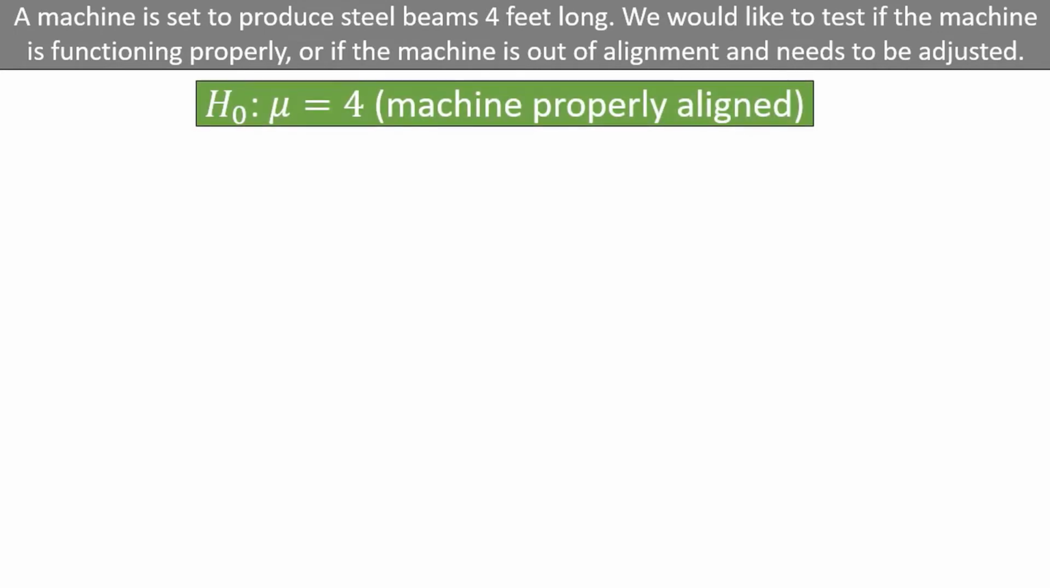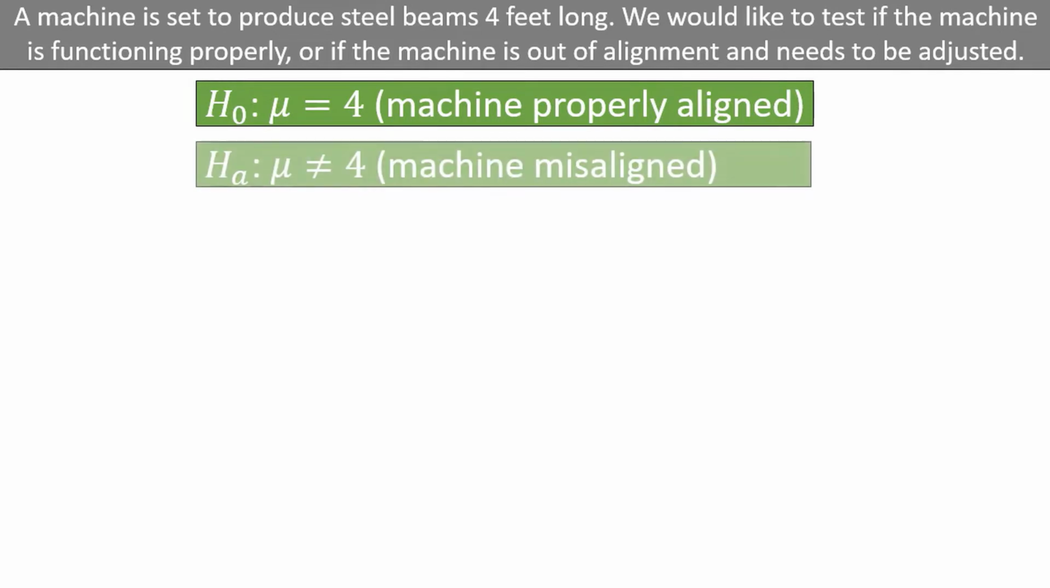A machine is set to produce steel beams 4 feet long. We would like to test if the machine is functioning properly, or if the machine is out of alignment and needs to be adjusted. The null hypothesis is that mu equals 4 and that the machine is properly aligned. And the alternative hypothesis is that mu is not equal to 4 and that the machine is misaligned and needs to be adjusted. Let's think about what a type 1 and type 2 error would look like.